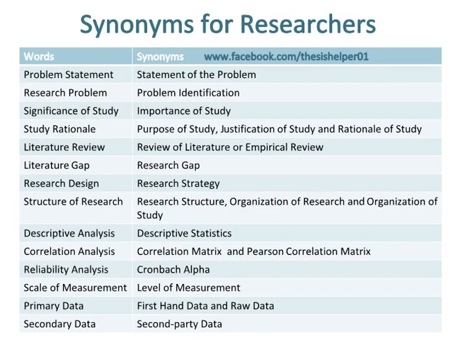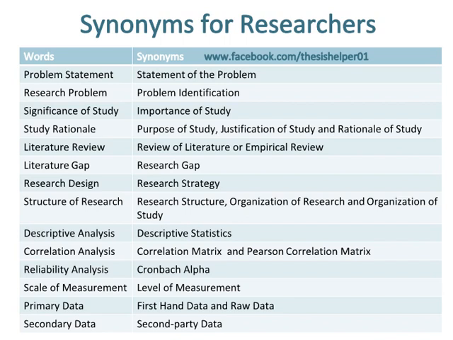Synonyms of study rationale are purpose of study, justification of study and rationale of study. Synonyms of literature review are review of literature and empirical review. Synonym of literature gap is research gap. Synonym of research design is research strategy. Synonyms of structure of research are research structure, organization of research and organization of study.